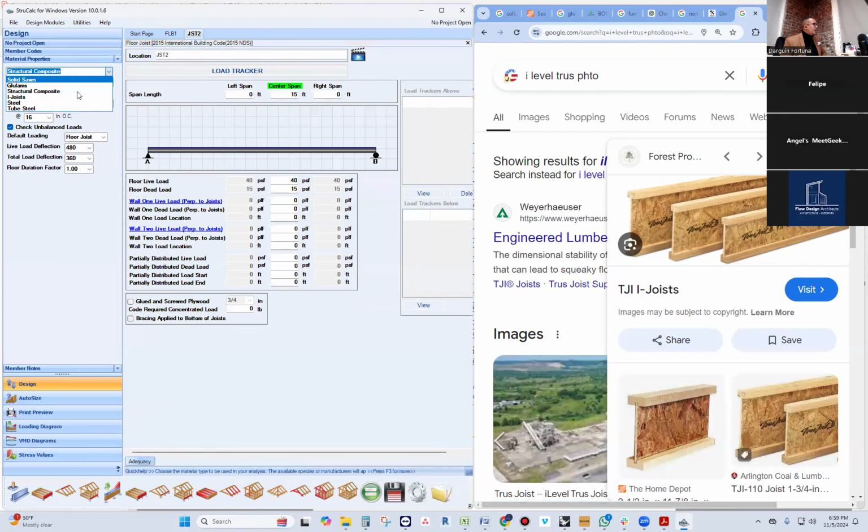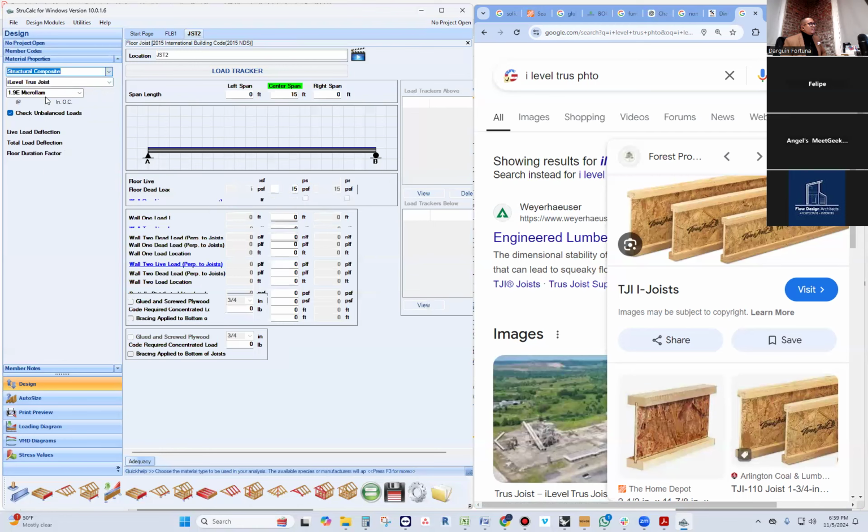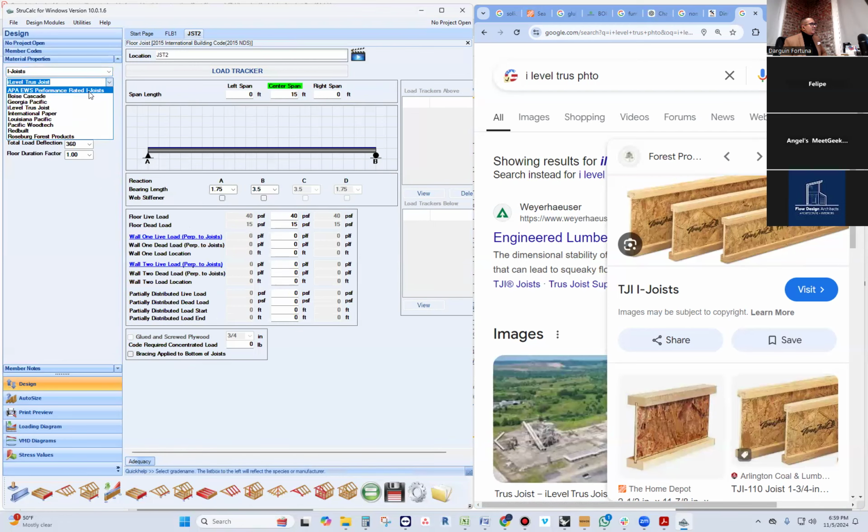You're going to find I-joists, and those are the ones we call TJIs. Okay? Those are the ones we call TJIs. Right here, these are different grades of the TJIs, and that's a group of them too. TJIs, I-level truss. These options show up here because they are meant to be used for floor joists.